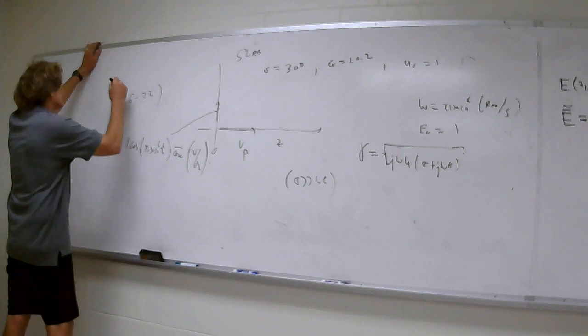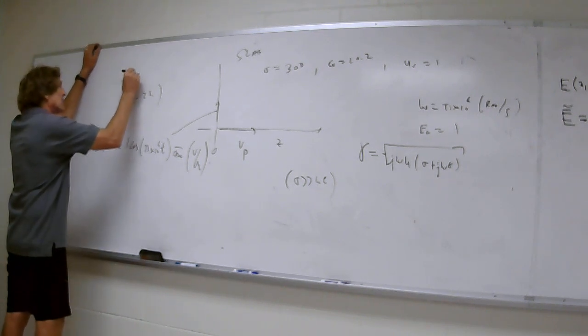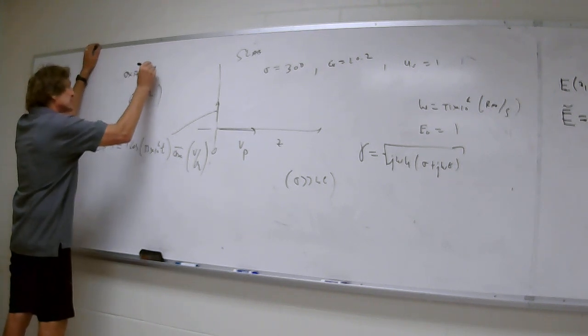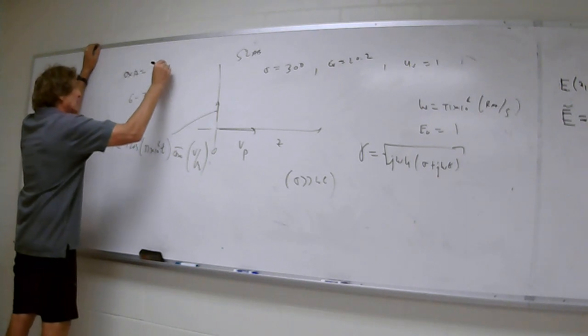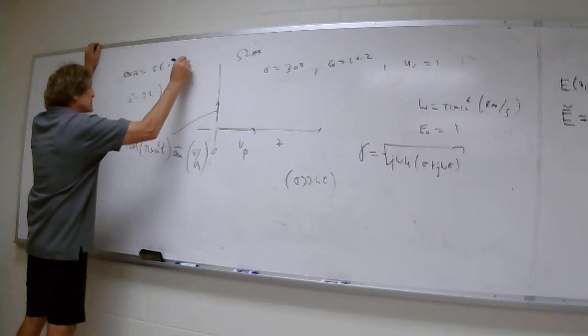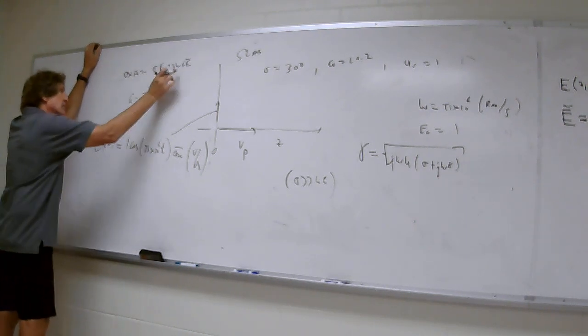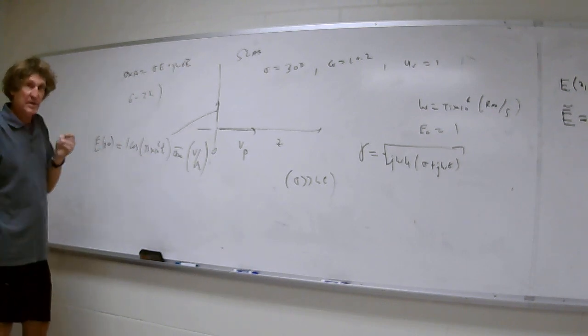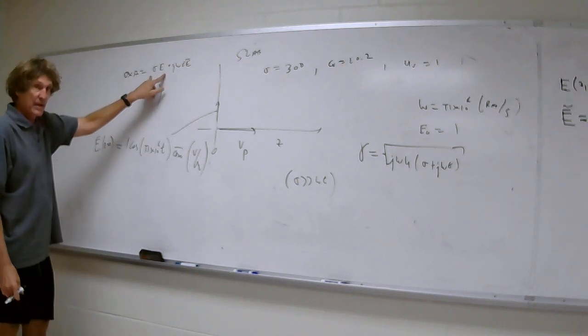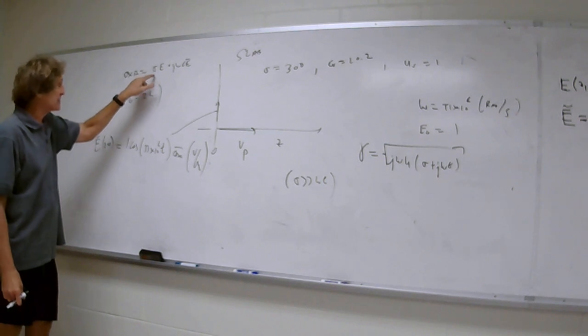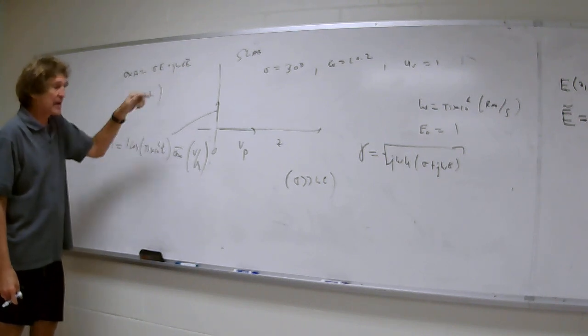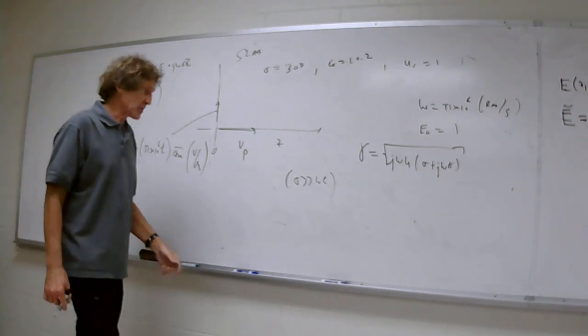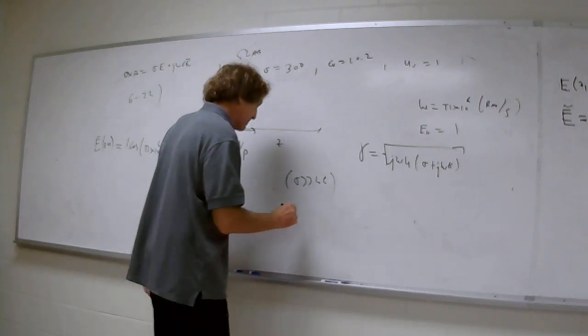If you look at curl of H, you actually get sigma E plus j omega epsilon E, the two things. That's real current, and that's imaginary, or it's displacement current density, right? So if this dominates, or if sigma is much, much greater than omega epsilon, it's a good conductor. So what's sigma again? 300, right?